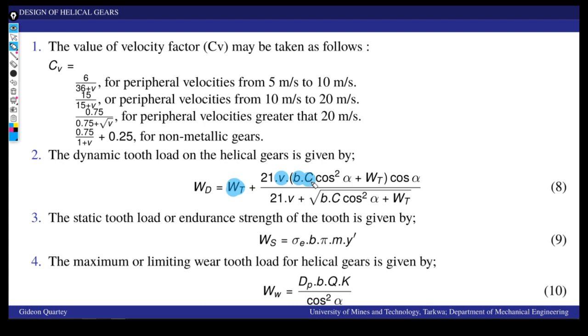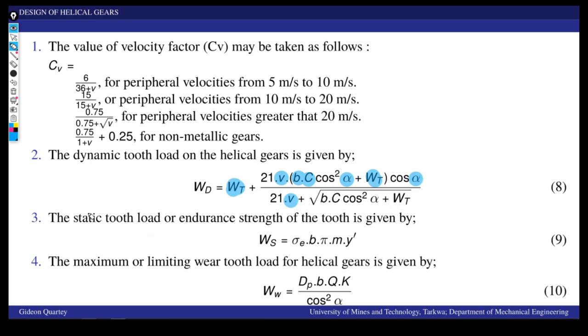We have the deformation factor C. Phi here is the helix angle. The tangential load, we have the helix angle. V is velocity, and all the others are the same.